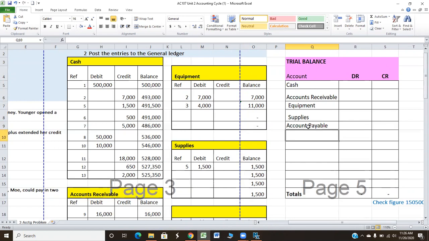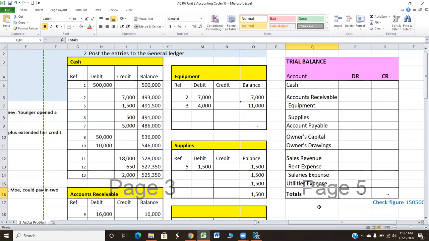Next, you put your owner's equity. Normally you do capital first. So owner's capital. Then you do owner's drawings. Then you do revenues. So we had sales revenue. Then you do expenses. So we had rent expense, salaries expense, and utilities expense.